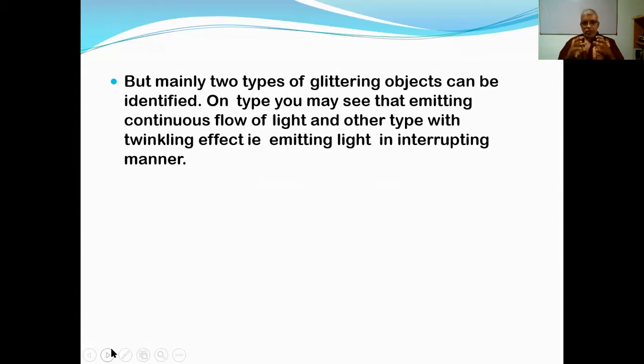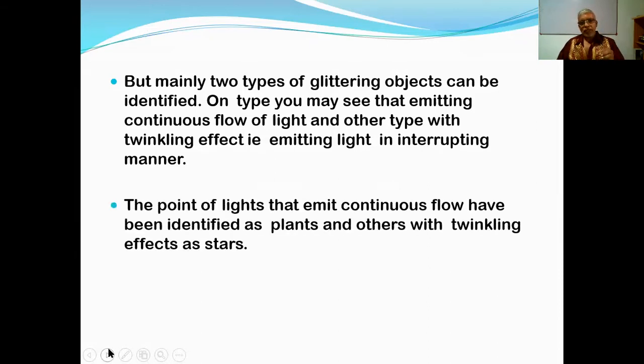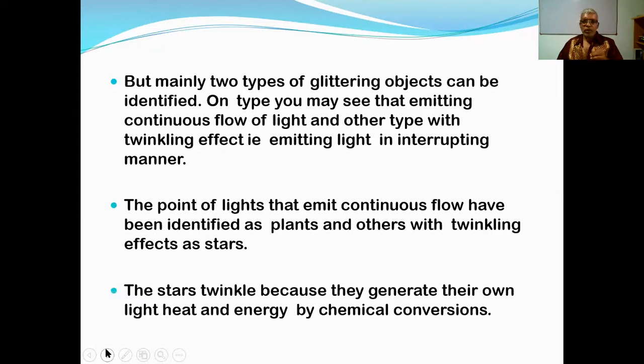The stars twinkle. The planets don't twinkle. They merely possess a continuous, uninterrupted flow of light. Then the points of light that emit a continuous flow have been identified as planets. Others, with twinkle effects, are stars. Now you got the idea. Therefore, nothing to discuss again and again. The stars twinkle because they generate their own light, heat and energy by chemical conversion.